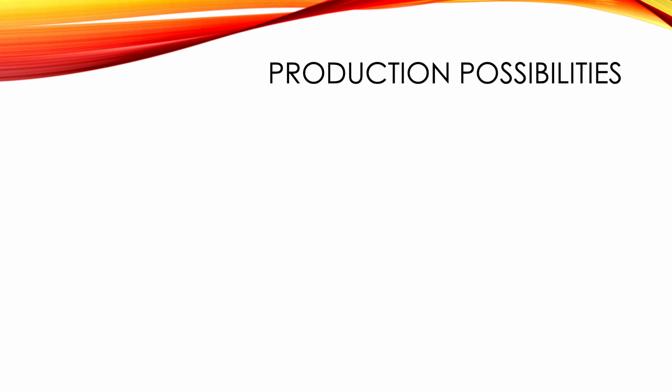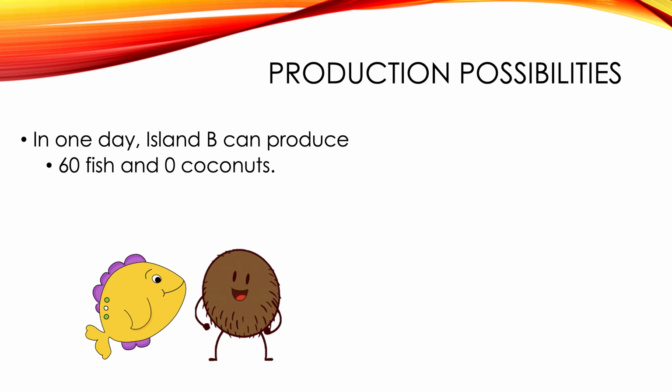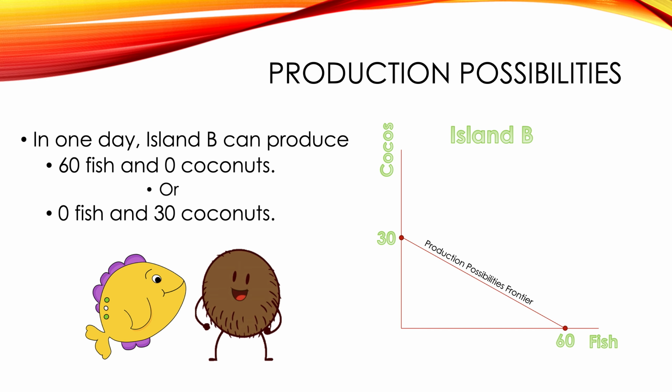We're going to look at Island A's neighbor, Island B, and Island B produces the same two goods, fish and coconuts. So Island B in one day, if they only produce fish, can produce 60 units of fish. If they're only producing fish, 0 coconuts, or they could produce no fish and 30 units of coconuts. And so just like we did with Island A, we can create a production possibilities frontier. Theirs is going to look a little different though, right? Because they can produce 60 units of fish all the way out here if they only produce fish, and 30 units of coconuts if they only produce coconuts. And this is their PPF, their production possibilities frontier.